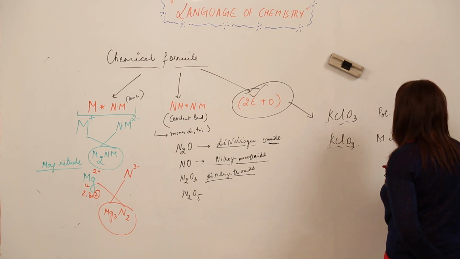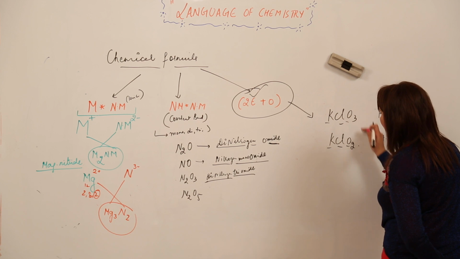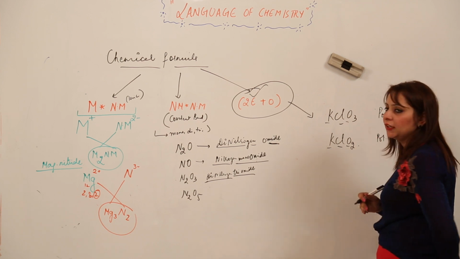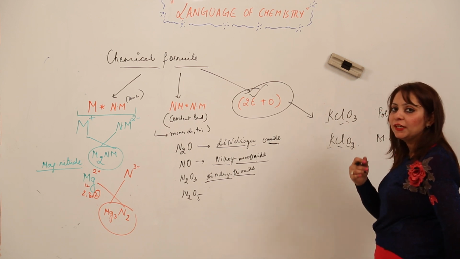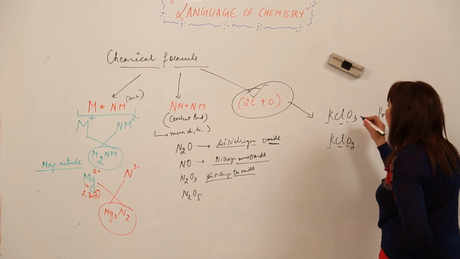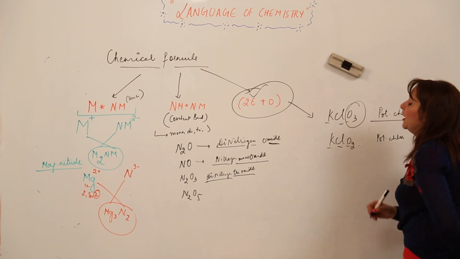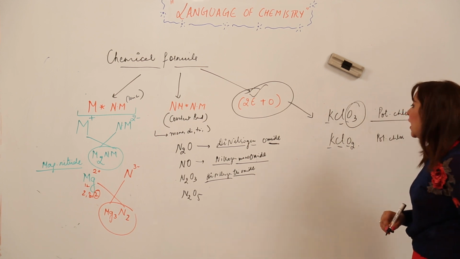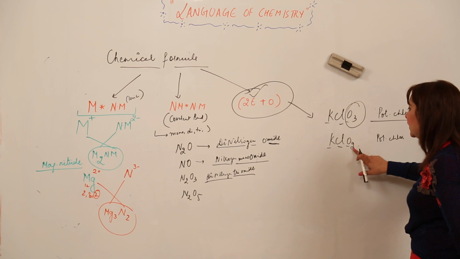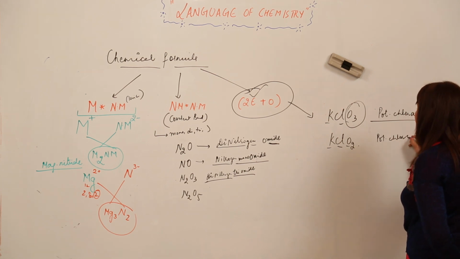Now what I am doing is, which of them will contain less oxygen, or you can say which will contain one more oxygen than the other, its name is going to end with ATE. So that is why I am writing its name as potassium chlorate. And see, it has one oxygen less than it, so its name is potassium chloride.